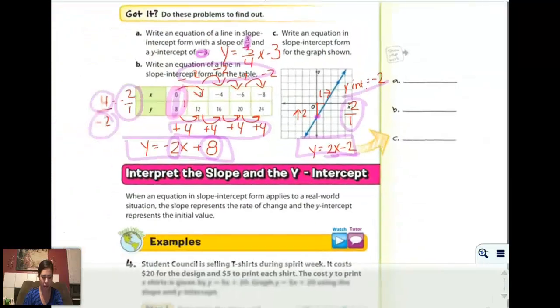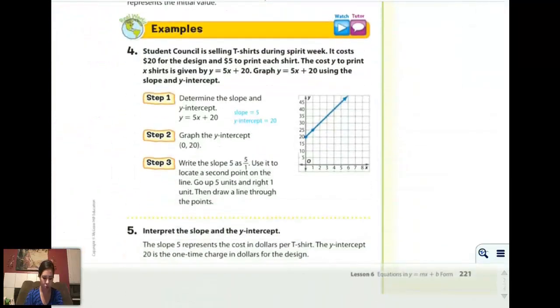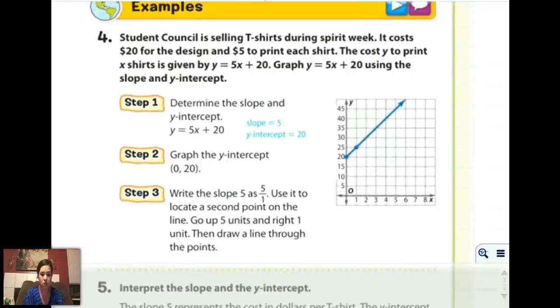Let's take a look now at a word problem. In this word problem it says the student council is selling t-shirts during Spirit Week. It costs $20 for the design and $5 to print each shirt. The cost y to print x shirts is given by y equals 5x plus 20. They're giving me the equation this time. What they're asking is to determine the slope and y-intercept. So here my slope is 5, my y-intercept is positive 20.